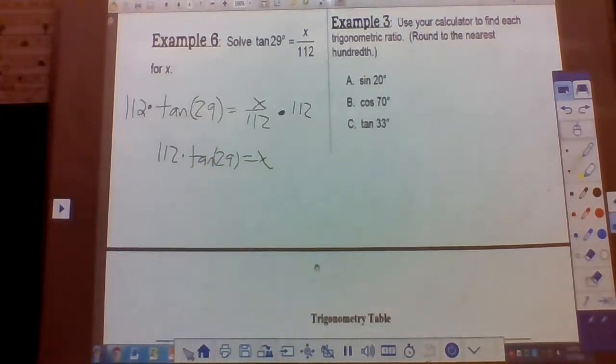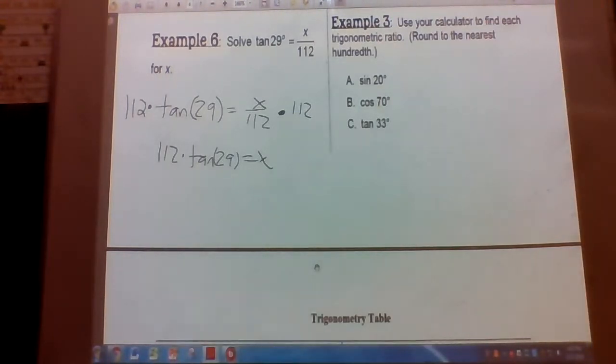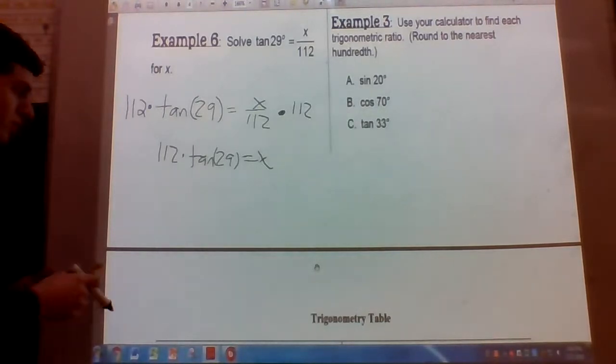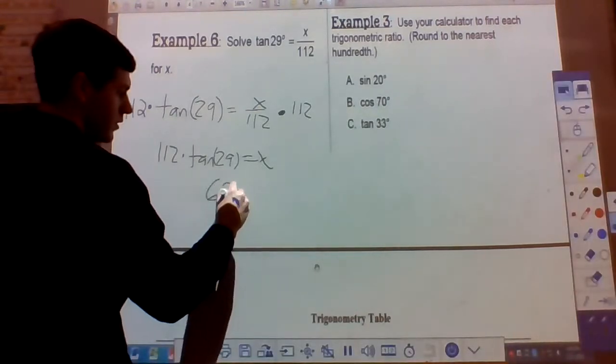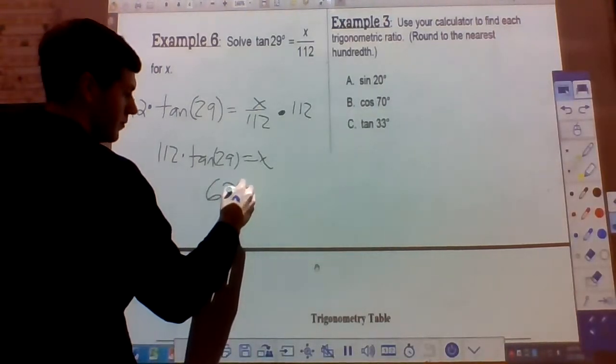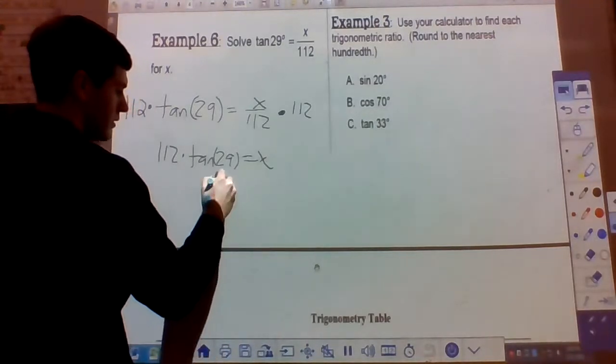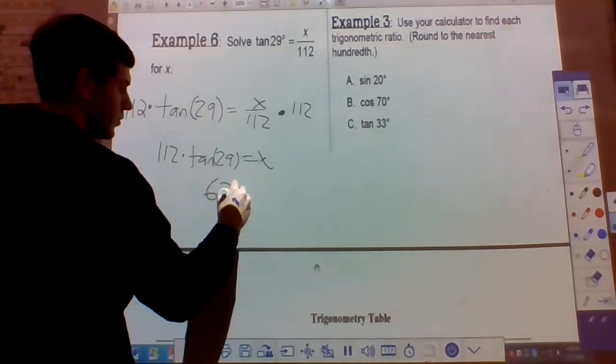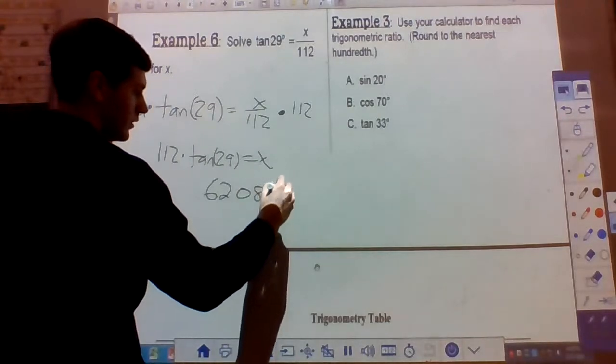So tangent of 29, 29, not 28, 29 is 0.554309. We want to multiply that by 112. We get 62.08 equals x.